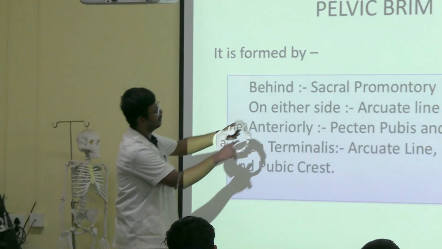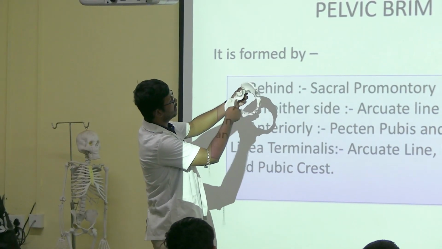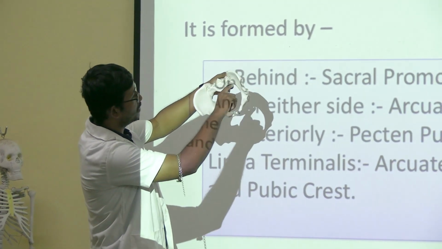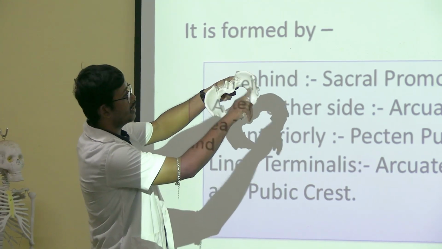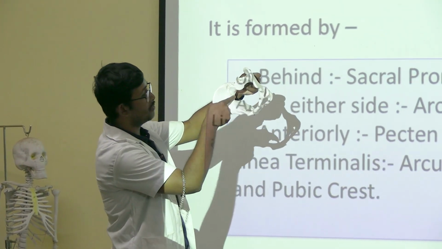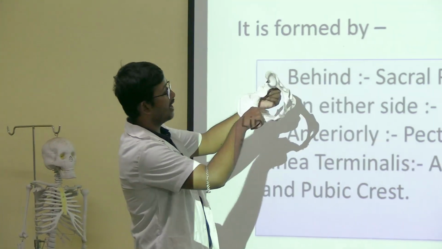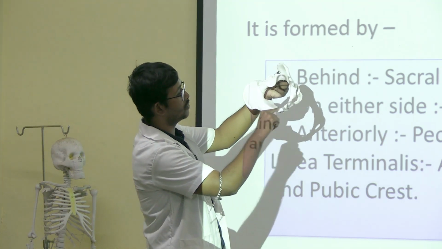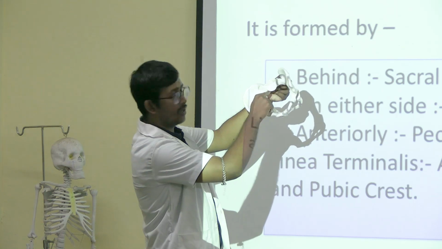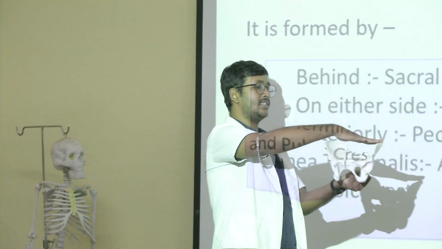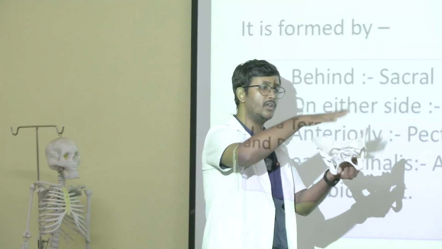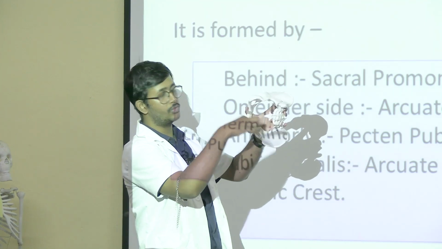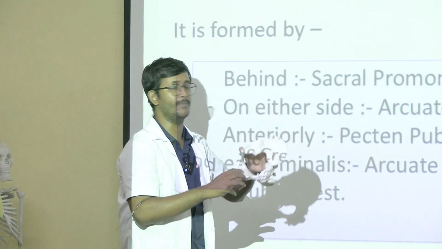So this is basically your pelvic brim. On the posterior surface will be your sacral promontory, on either side your arcuate line of the ilium. This is your ilium, these are your iliac fossae. On the anterior part you will see the pecten pubis, pubic crest and pubic symphysis together. This forms your pelvic brim. Above this portion is your false pelvis, and this lower part, starting from the pelvic brim, is your true pelvis.